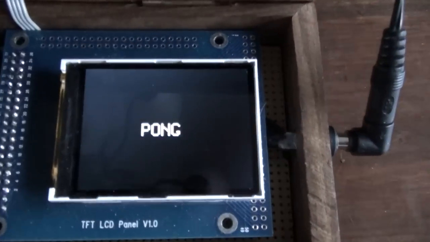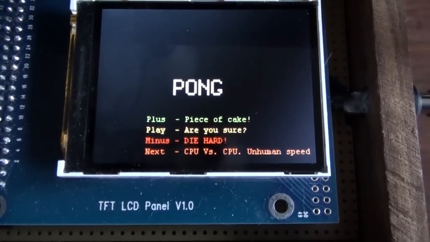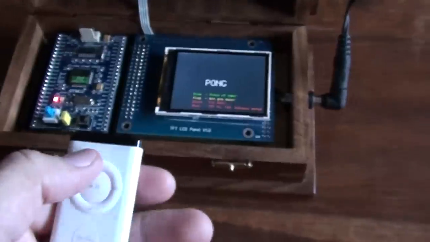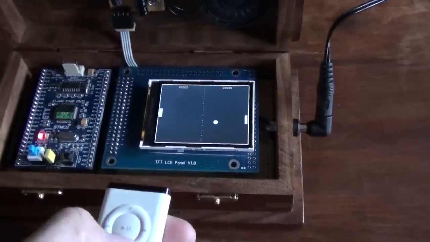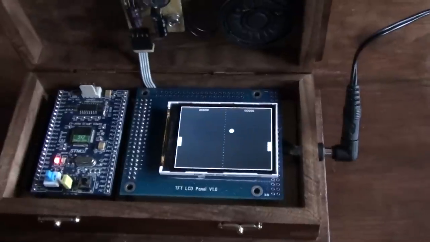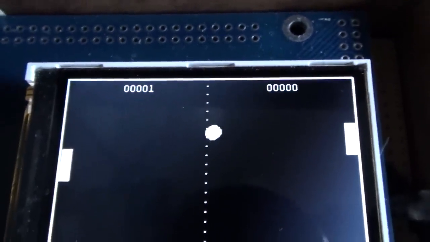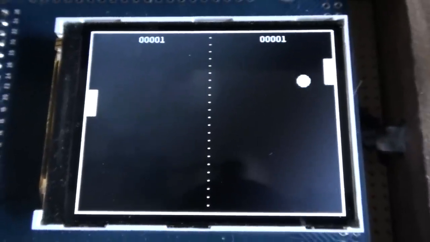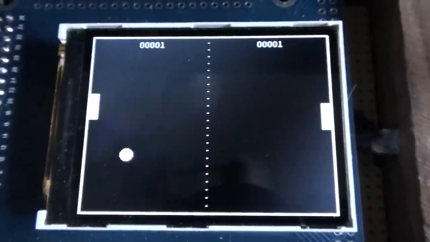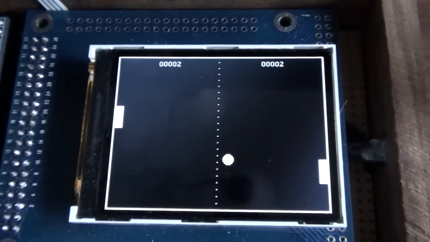We got Pong. Let's try a piece of cake. And you can see the computer is working also. As you can see, here is the bar for points. So if we were to give a point to the computer, the computer's point will be higher.